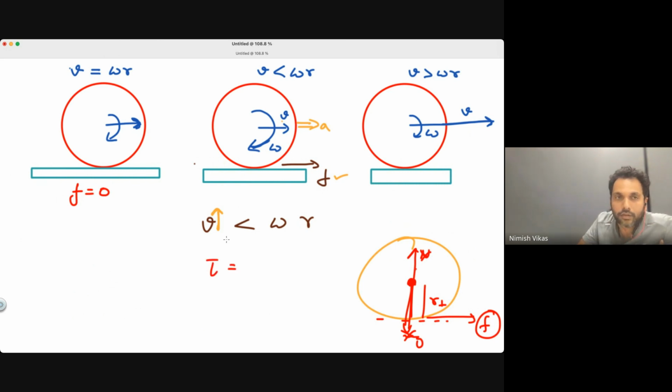And which is the direction of the torque? Clockwise or anti-clockwise? Anti-clockwise. It is going to rotate this way, right? It is going to give a torque that way, right? That means it is going to generate an alpha that way, right? Angular acceleration that way, right?